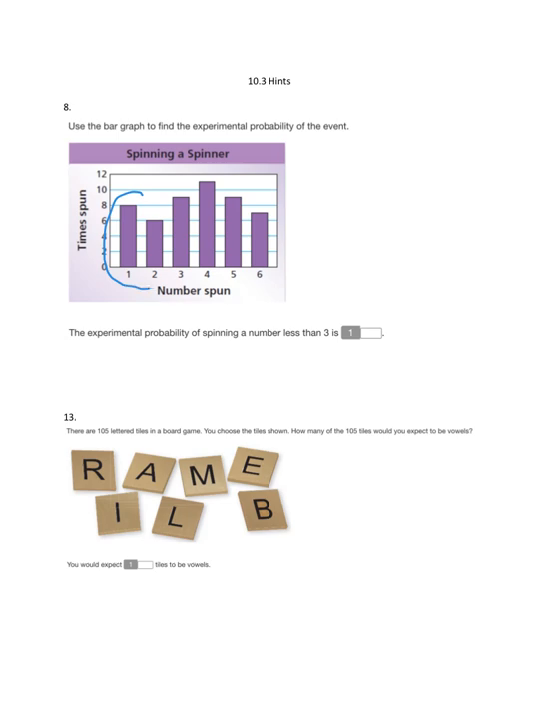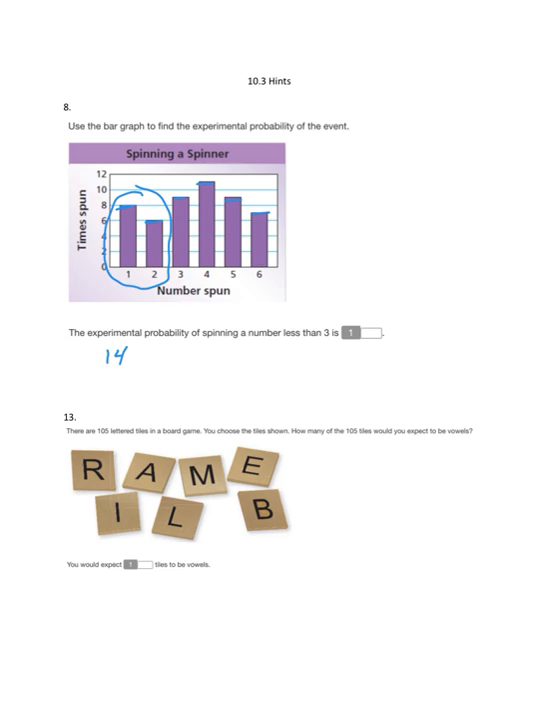So if we look at our bar graph, it looks like we spun a 1 8 times and we spun a 2 6 times. So that's 14 outcomes for spinning a number less than 3. And then we need to add up how many total spins we have. So 8 plus 6 plus 9 plus 11 plus 9 plus 7.